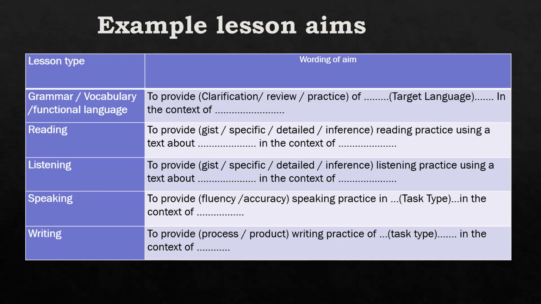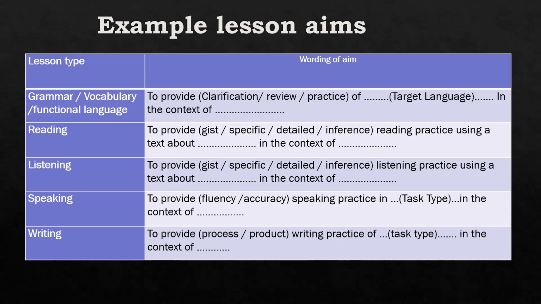Regarding reading, for example, we can say to provide gist, specific, detailed or inference reading. And normally, again, on the Delta course, in each 45-minute lesson, we provide the students with practice on two skills, like gist and something else, or maybe specific and detail. So normally we have two sub skills to focus on. Same with listening. Speaking and writing are a little bit different.